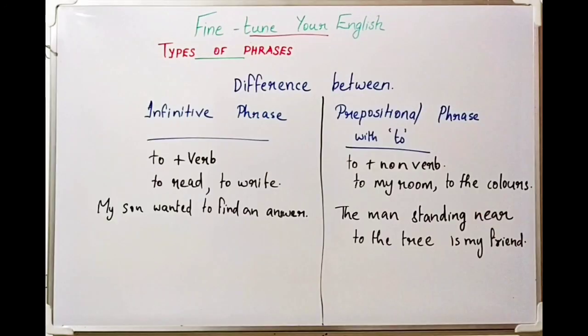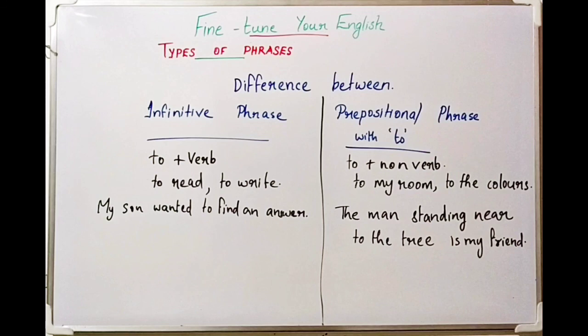Then there is a chance for us to get confused between the prepositional phrase beginning with to and the infinitive phrase beginning with to. And here I have written the difference between infinitive phrase and prepositional phrase. So clarify your doubts. Let's see what an infinitive phrase is, and what difference it has with the prepositional phrase. To plus verb is an infinitive phrase with to infinitive. So to read, to write, it will be just like that.